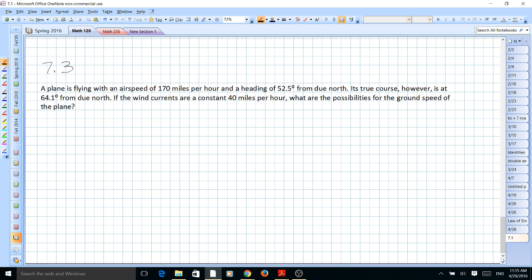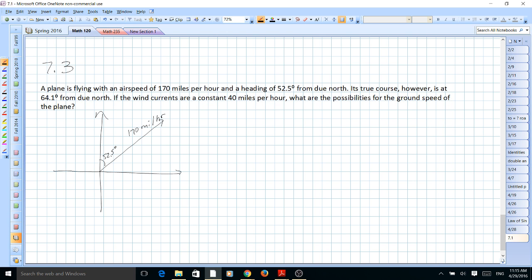If the wind current is a constant 40 miles per hour, what are the possibilities for the ground speed of the plane? So this is the picture that we have. I start with the fact that the heading is 52.5 degrees from due north. So this is this 52.5 degrees, and it's 170 miles per hour.